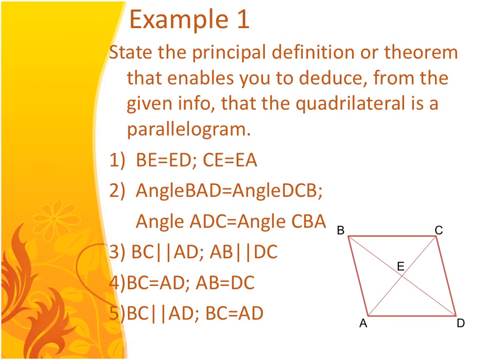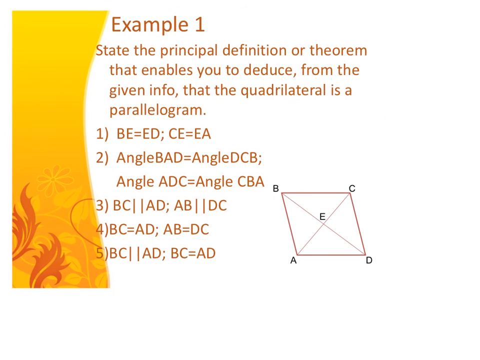First example. Now we're going to actually think of this as 5 different questions. So we have to go through and state either the definition or the theorem that would enable us to deduce from the given information that the quadrilateral is a parallelogram. So for the first one, which theorem is this going to be?